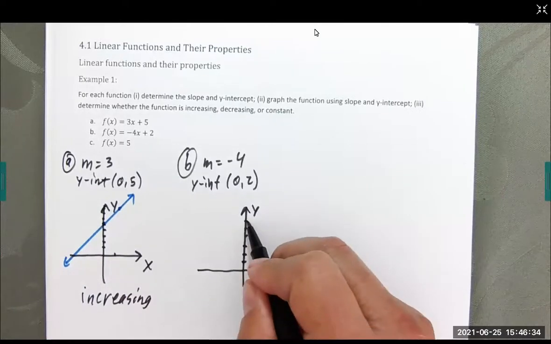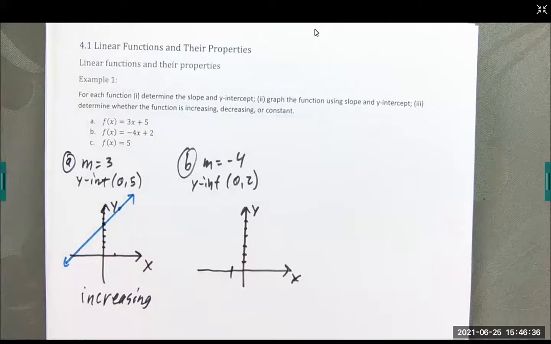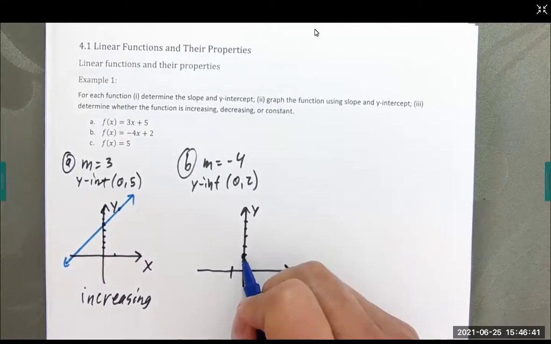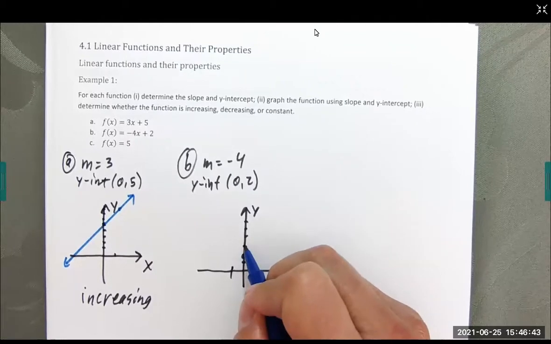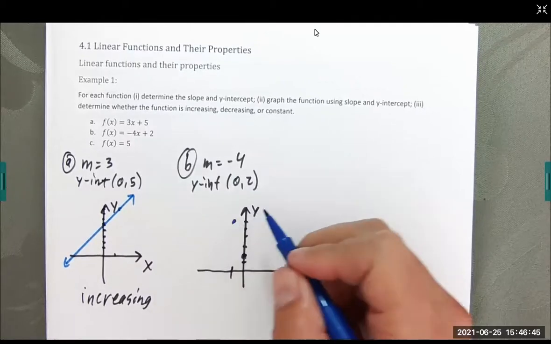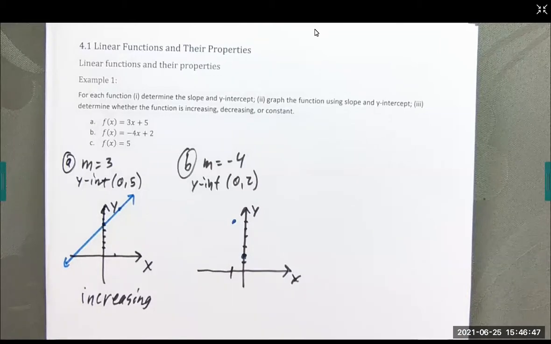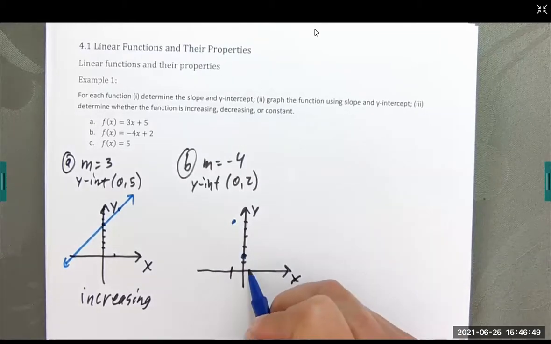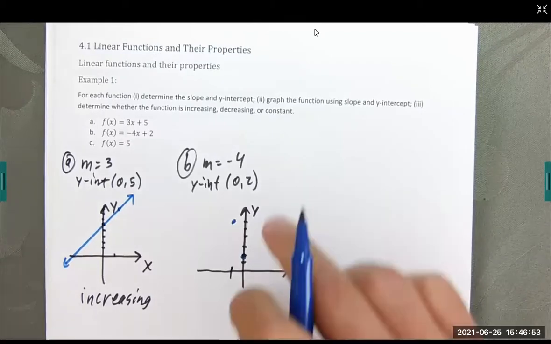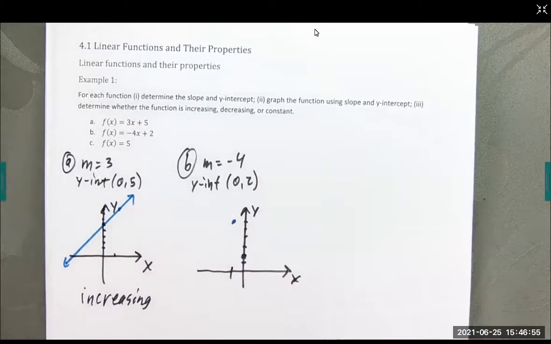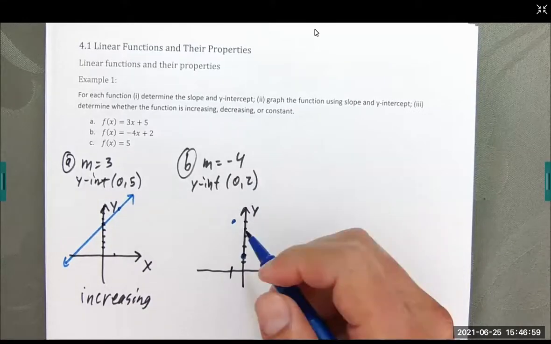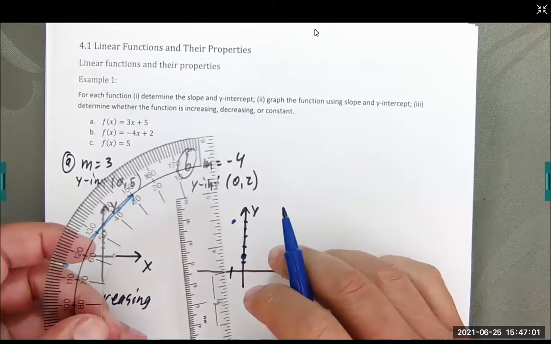There are two ways to teach negative slopes. And the way that I prefer is starting here at 2. And from there, I'm going to go up 4, 1, 2, 3, 4, and back 1. You could go down 4 and to the right 1. You can see we're going to be on the same line if I do that. But I often find that when students have a negative slope, they do negative, negative, and they end up with a positive slope accidentally. So either way is fine as long as you get the correct line.